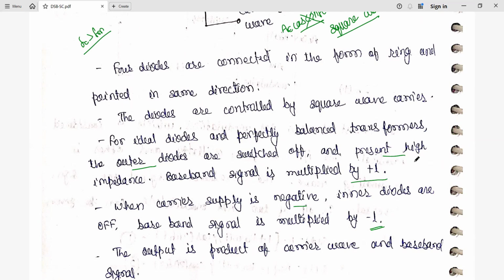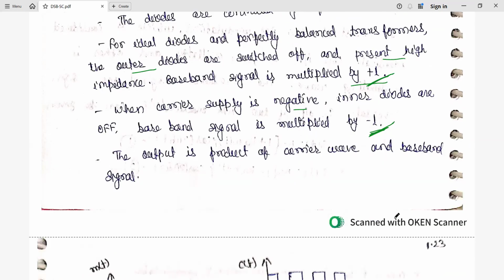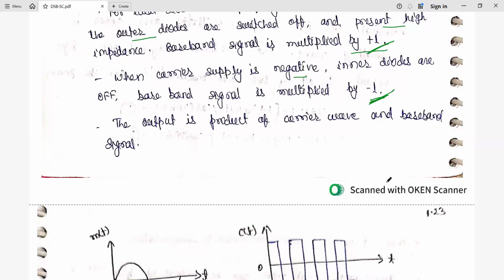During the positive half, outer diodes are off and the message signal is multiplied by +1, and during the negative half, outer diodes are on and inner diodes are off, and the message signal is multiplied by -1. So negative, multiplied by -1. When it is positive, multiplied by +1. Okay. And finally, here we are going to get the product, that is the carrier wave and message signal.